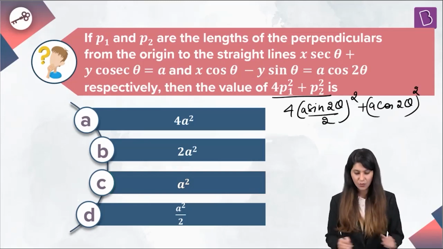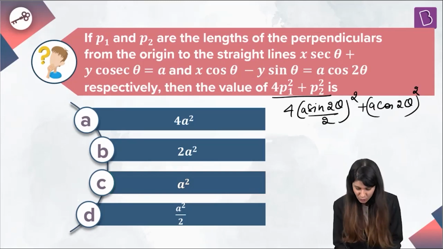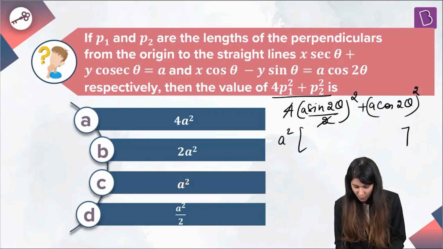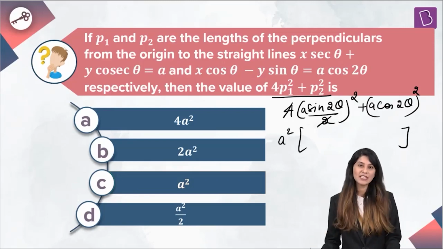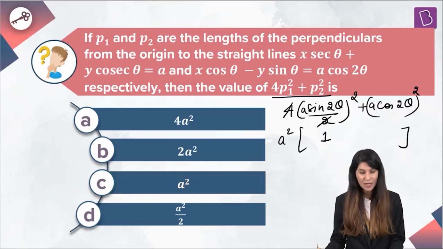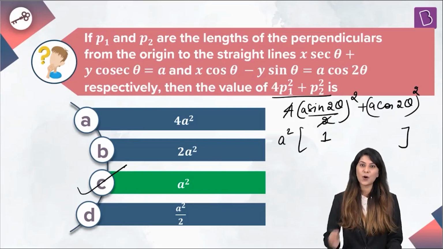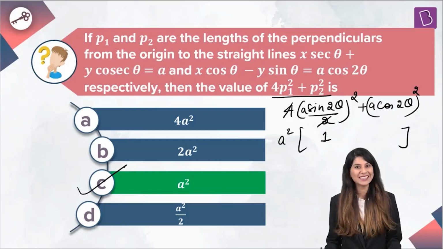Let's not forget a. Now if we solve this, 2 square and 4 will get cancelled out. A square is getting common from both the terms. Sine square 2 theta plus cos square 2 theta. Do I need to say it as 1? That means the final answer of this particular question is option C.